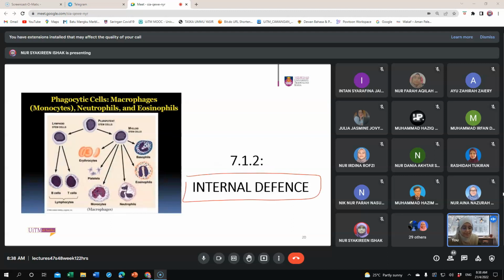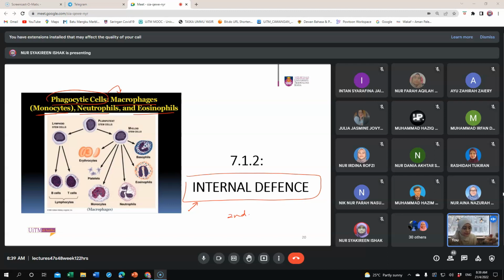So if the pathogen manages to penetrate the first line defense, it will encounter the second line defense, which is the internal defense. Okay, so the internal defense may involve phagocytic cells, such as macrophages. Initially it was monocytes, so the monocyte will mature into macrophage. And then you have neutrophil and also eosinophil. So these are the phagocytic cells that you have to know. Examples of phagocytic cells: white blood cells that can engulf pathogens.